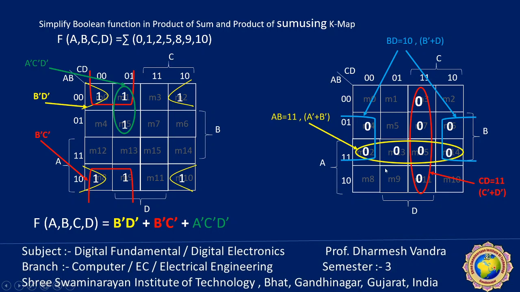So three groups are there, all max terms are covered. Finally we got the function in product of sum: A dash plus B, second term is C dash plus D dash, and third term is B dash plus D.